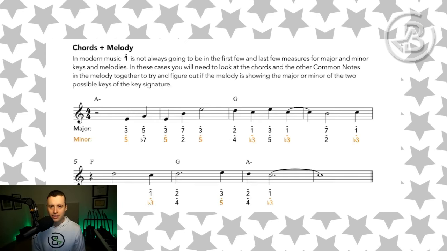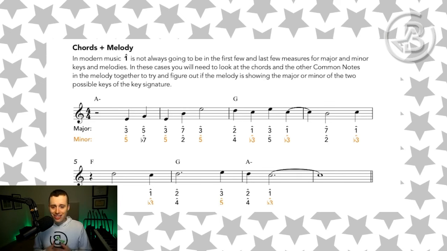In the last lesson, I made it very clear that simple and easy songs are usually going to have scale degree one in the first measures or the last measures. But here's the thing, you're not always going to be dealing with simple, easy songs. A lot of the time, you're actually not going to find scale degree one of the scale that's associated with either the major or the minor key of the piece of music that you are trying to figure out and understand.